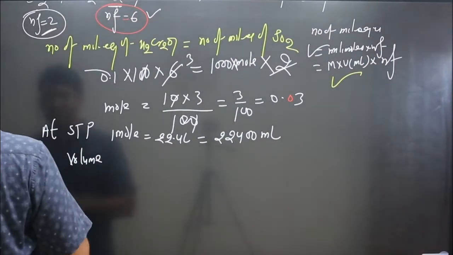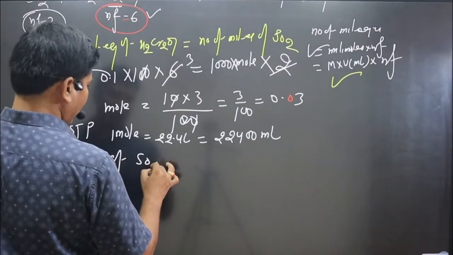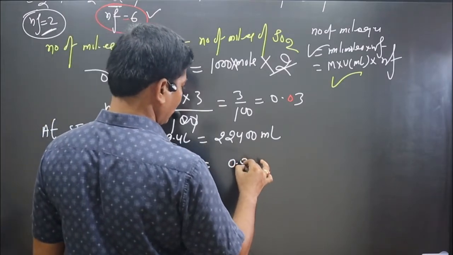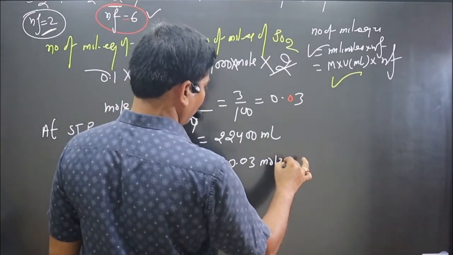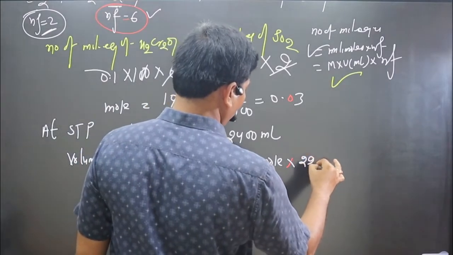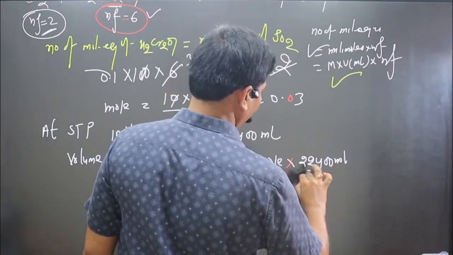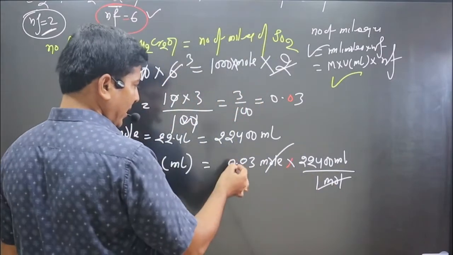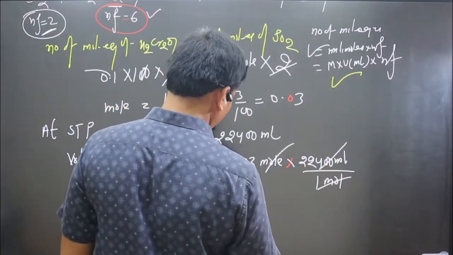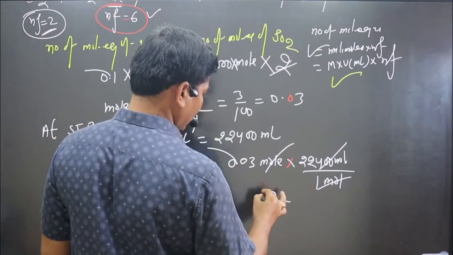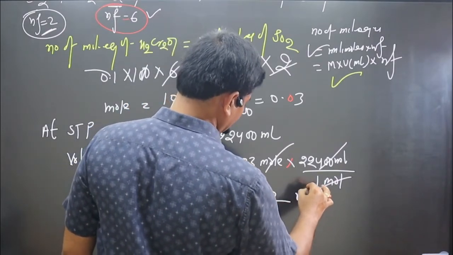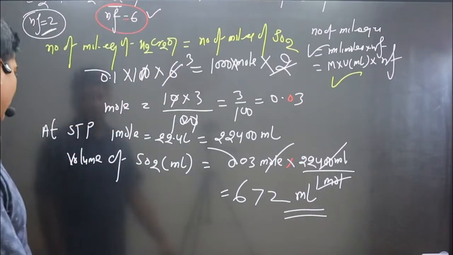The volume of sulfur dioxide in ml is equal to how many moles we got: 0.03 mole, and 1 mole is equal to 22,400 ml divided by 1 mole. The mole will cancel. If you remove the decimal, these 2 zeros will eliminate. 3 times 4 is 12, 3 times 2 is 6, and 7 3 2 are 6, giving 672 ml. This is the volume of sulfur dioxide.